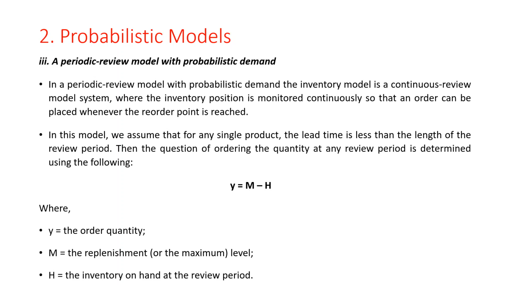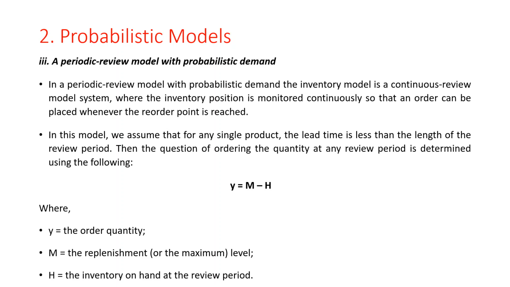So in a continuous review model with probabilistic demand, the inventory position is monitored continuously so that an order can be placed whenever the reorder point is reached. We can use a computerized system to perform this task. But if a company handles multiple products, continuous review of each product may mean a heavy workload and low efficiency.